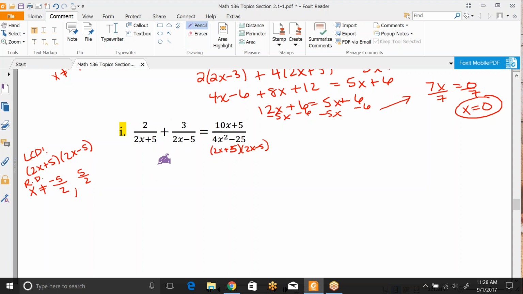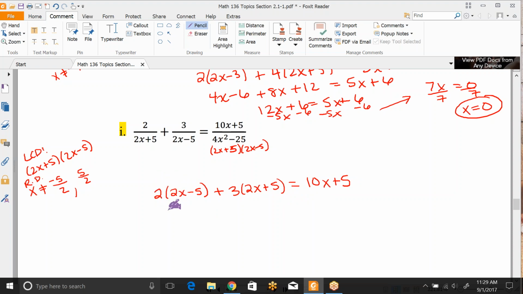Another thing I'm not going to show you is putting the LCD in front of each of these pieces, because here's the pattern that's developed. Whatever we have in the bottom is going to be missing because it's going to cancel out, and we times the numerator by what's left of the LCD. So since the 2x plus 5s would cancel, this would be a 2 times a 2x minus 5. Plus, in the second one, the 2x minus 5s would cancel, so it would be 3 times 2x plus 5. And then since everything would cancel in the last one, it would just be 10x plus 5. Now, obviously, if you're not comfortable with that, write it all out, show all of the steps. But this is kind of a shortcut that most people adapt to.